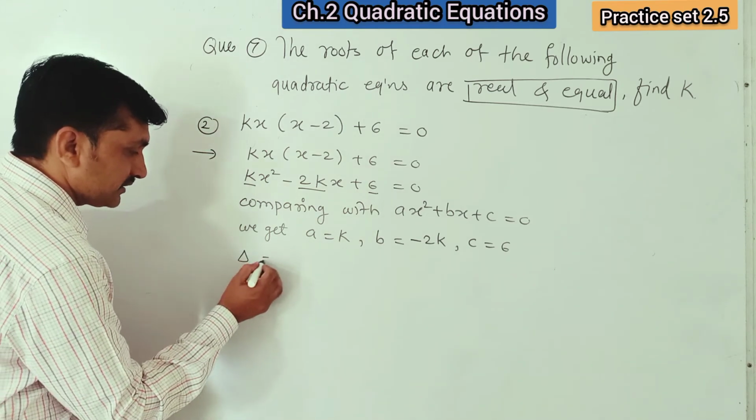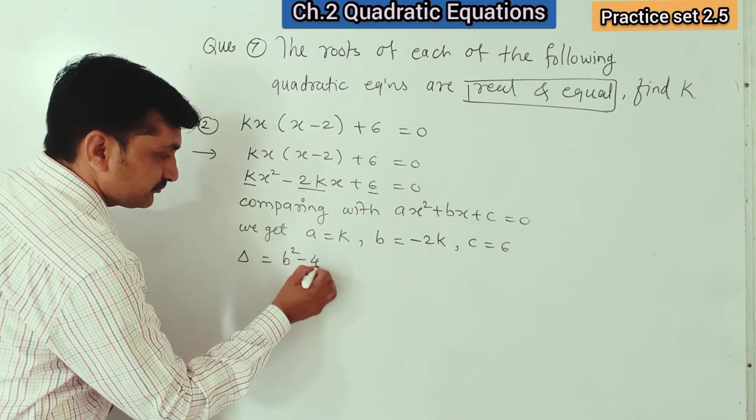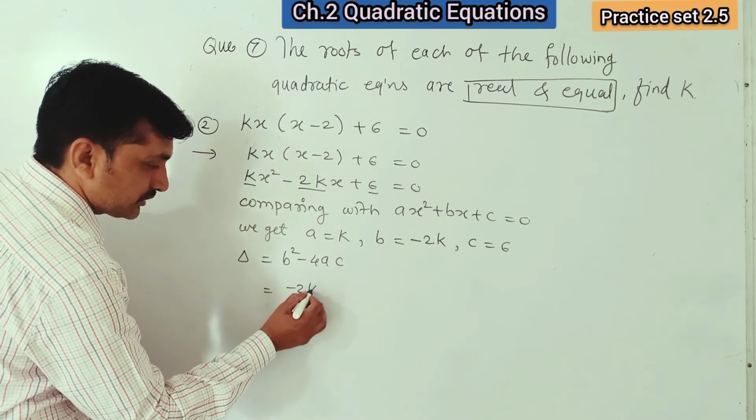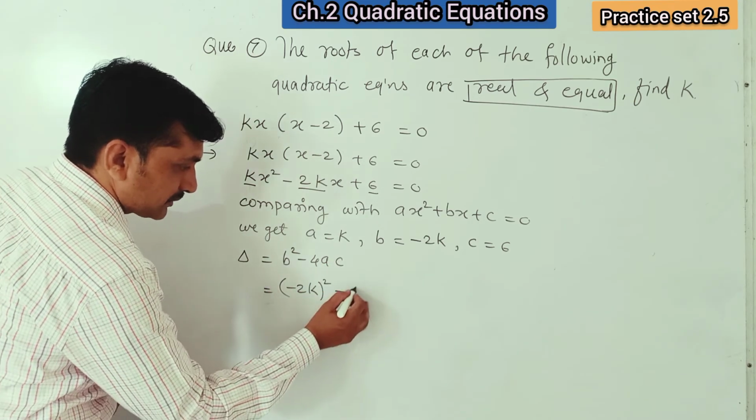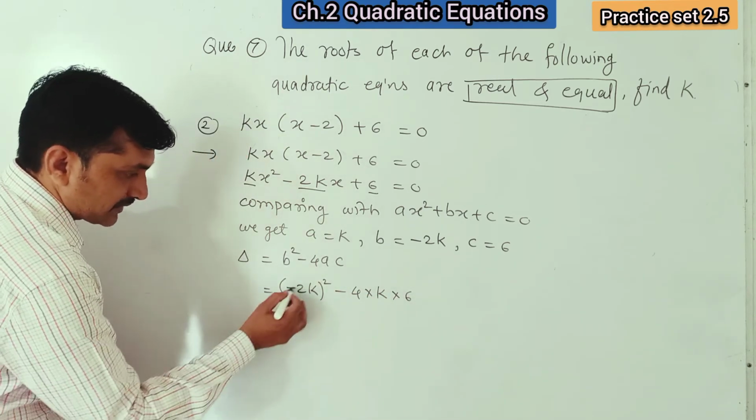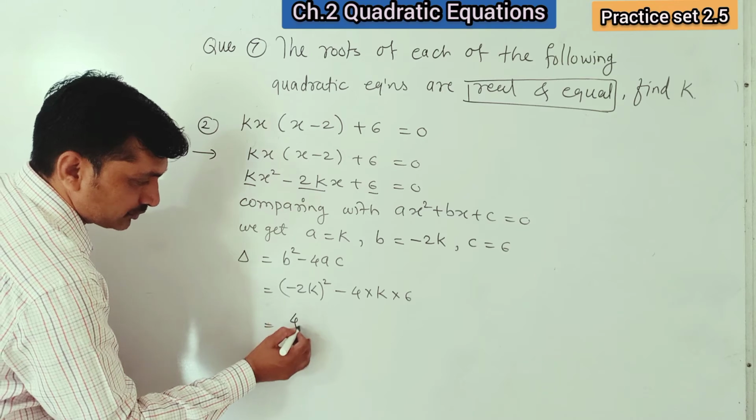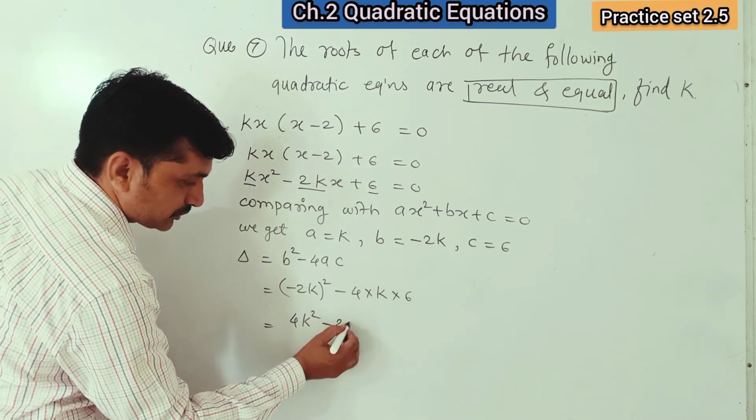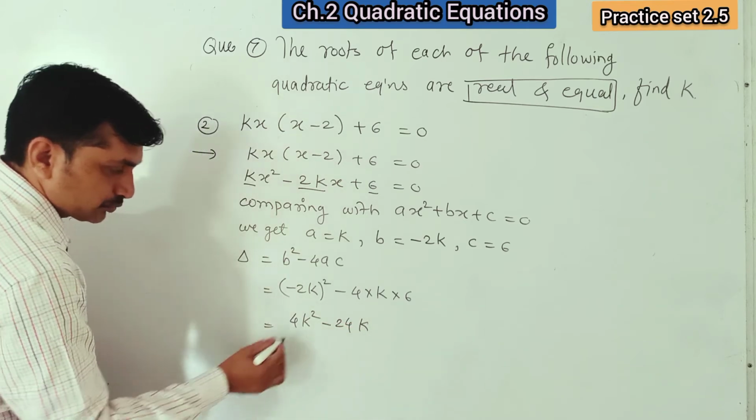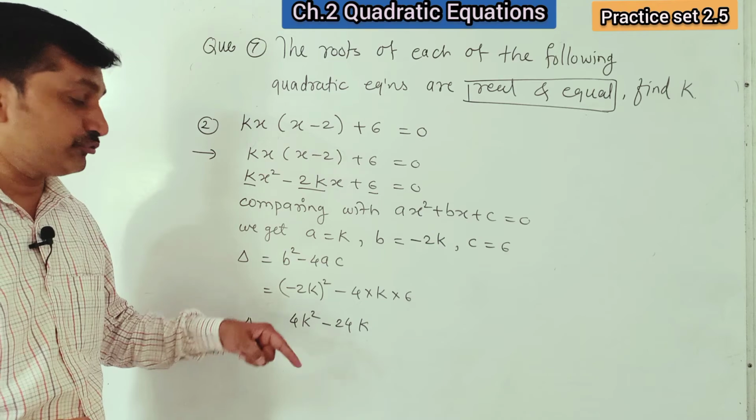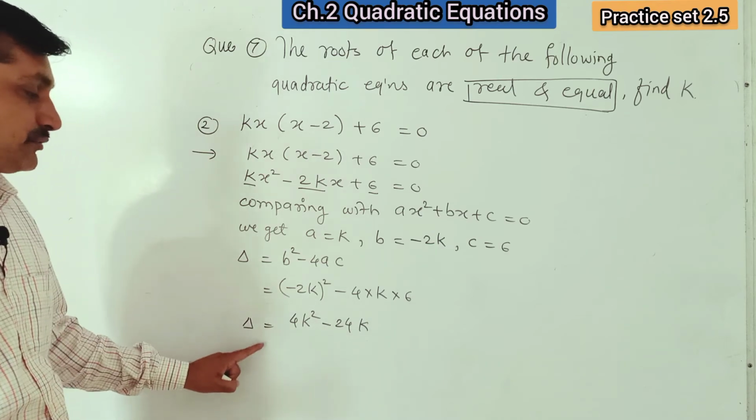Delta is equal to b square minus 4ac. What is the b value? Minus 2k bracket square minus 4 multiplied by k multiplied by 6. Minus 2k in brackets squared gives 4k square, square is always positive, minus 24k. It is the value of delta. We will not get a numerical value here; we have to find the value of k. Delta is equal to 0.